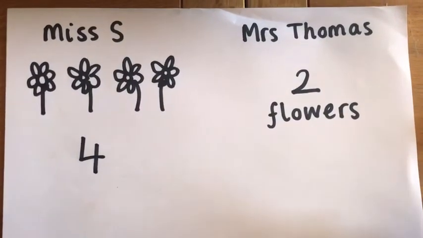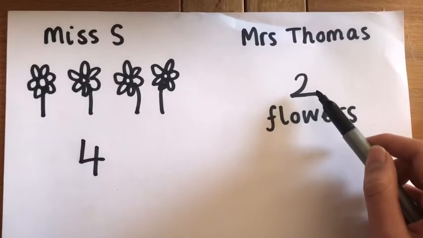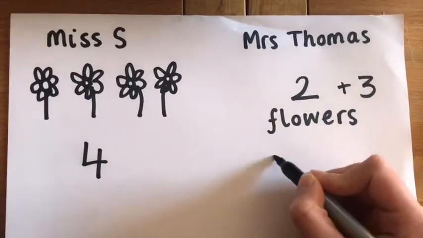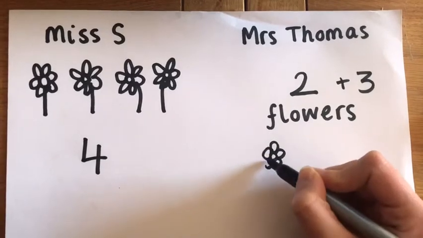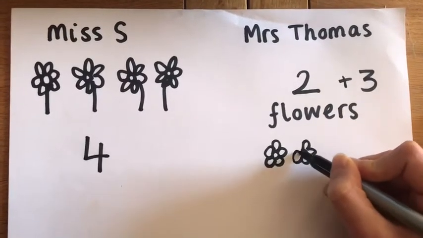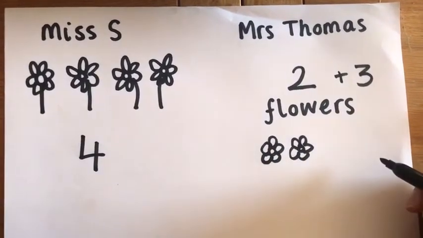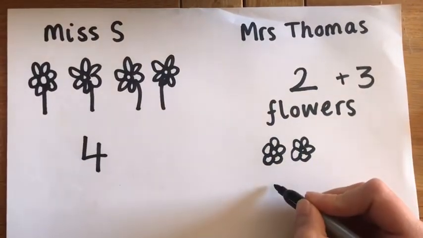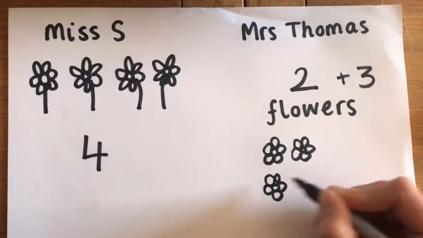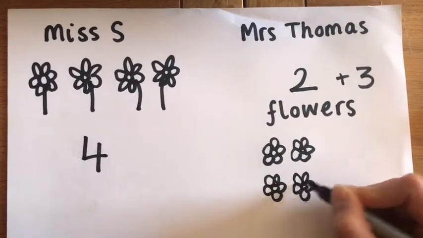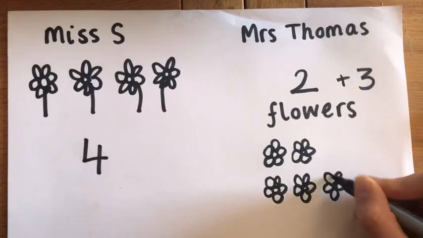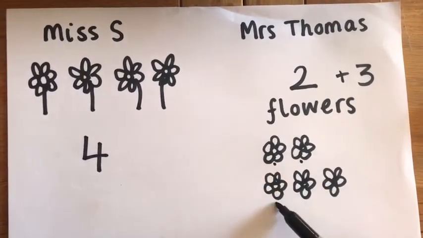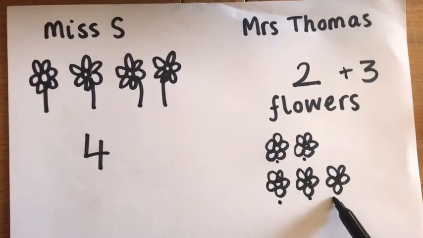Well, let's draw Mrs. Thomas's to help us a little bit. So we are doing 2 and we are going to add 3. So let's draw her 2 flowers. And we need to add 3 more. There's the 2 she already had. Now we're going to add 3 more. Okay, let's count them all up. 1, 2, 3, 4, 5.